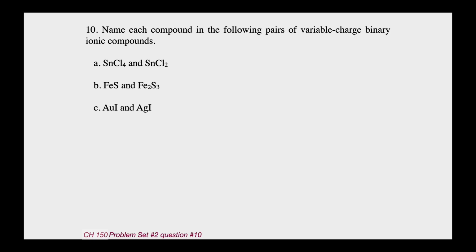Now, the key to figuring out what the number is on the metal is through the nonmetal. So for example, in A, chloride is always -1. So in SnCl4, that means 4 -1 chlorides. And that tin is going to have to balance it with a +4 charge. All of these compounds are going to have equal positives and negatives. So the first one would be tin 4 chloride, where the 4 represents the charge on the tin.